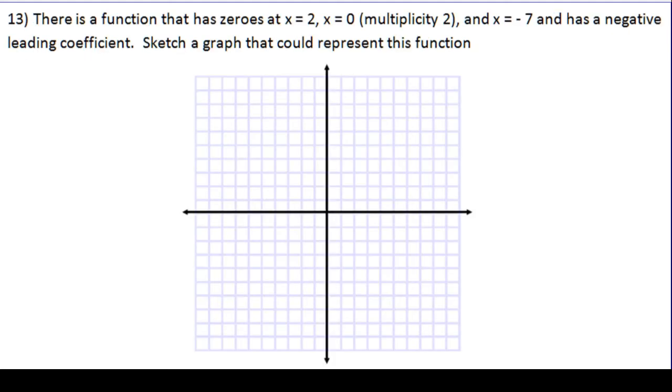Okay. All right. Problem number 13. It says there is a function that has zeros at x equals 2, x equals 0 with a multiplicity, and x equals negative 7. They're showing a negative leading coefficient, and they're saying, give me some possible sketch that could represent this.